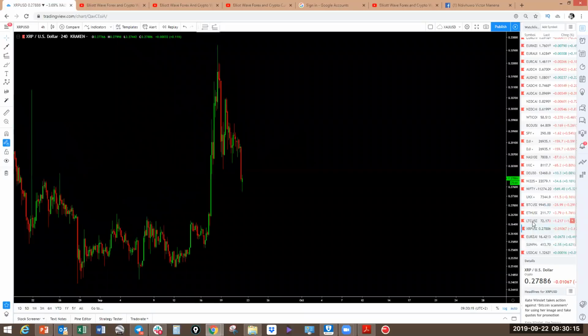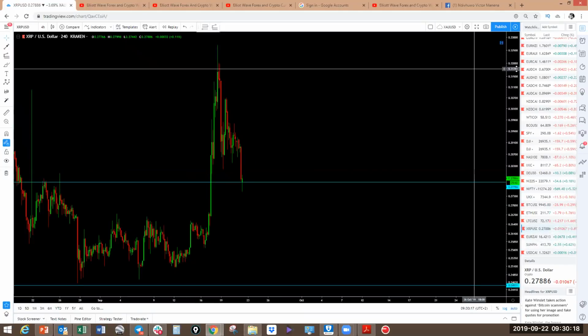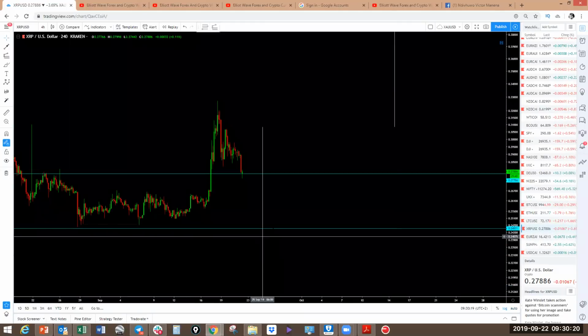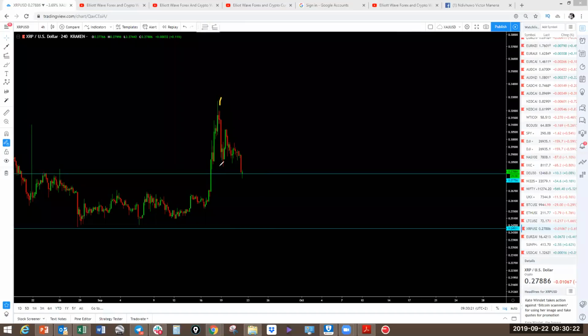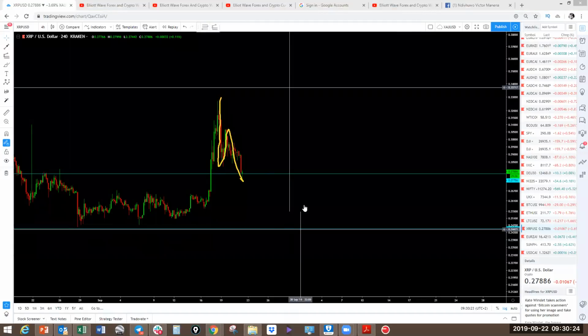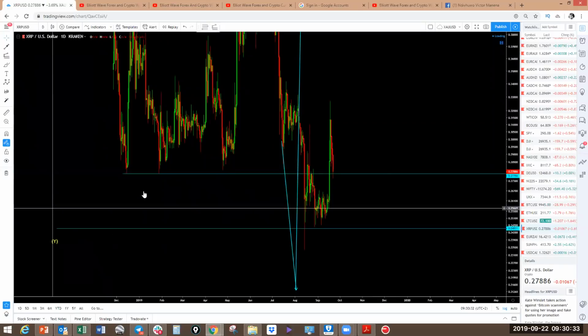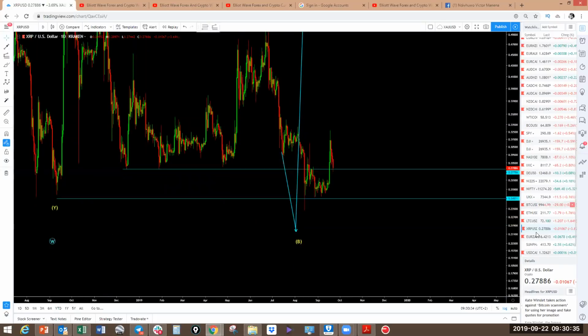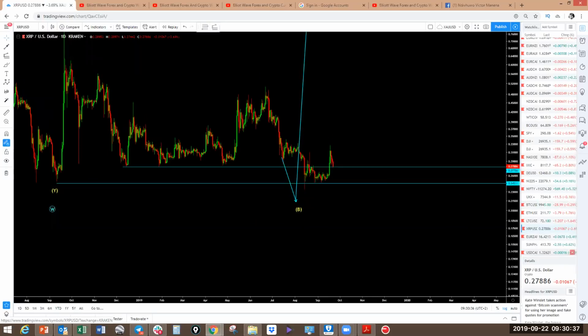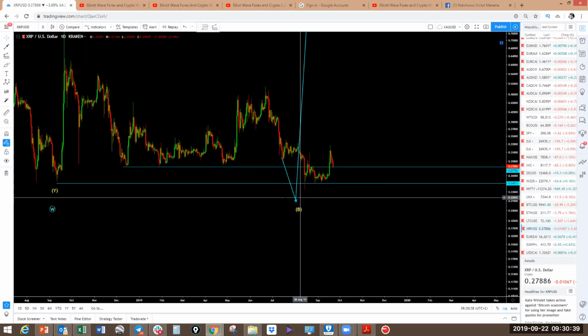Looking at Ripple, you can see that it has also made a clear 3-wave move. But Ripple, let's have a look at it in the higher degree as well. Let's look at Ripple on the daily. Now if you look at the Ripple, I've had this from the beginning, mid-August.